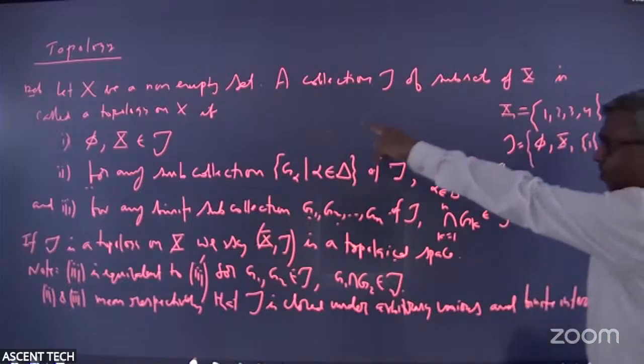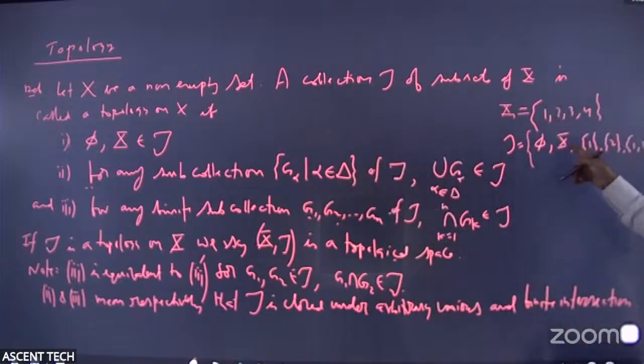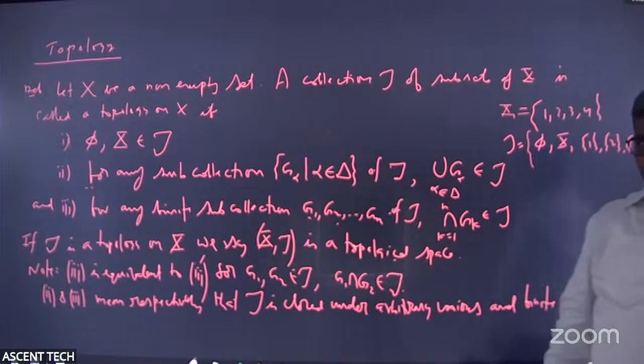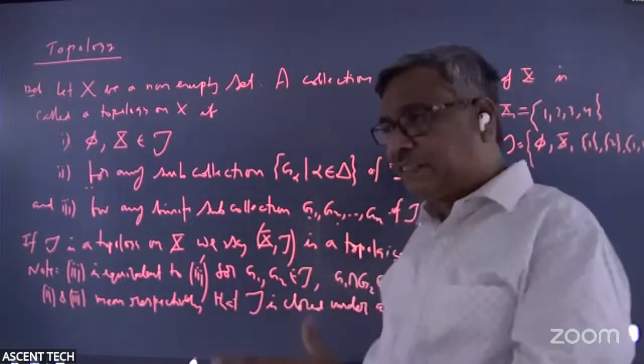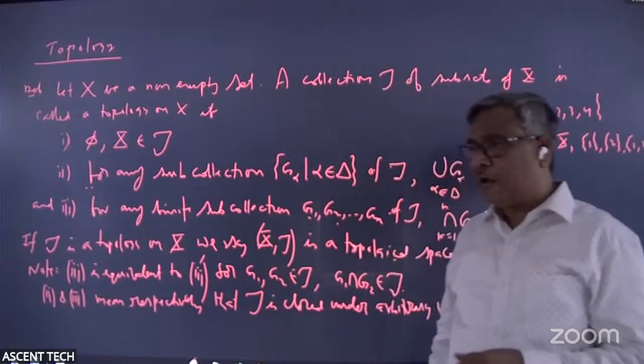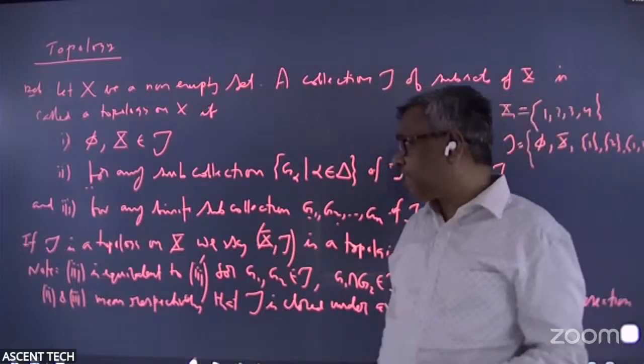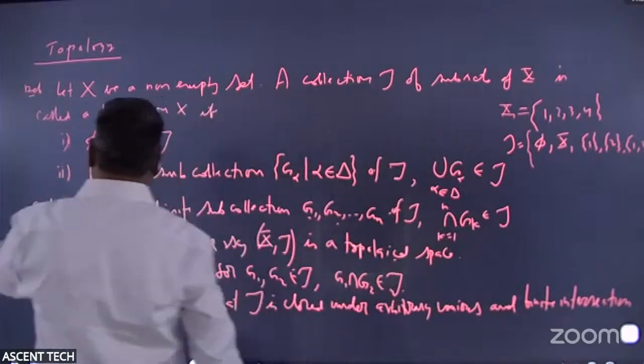It satisfies all these conditions. Null space is there, whole space is there. This is there and this is there, their union is there. So this becomes a topology on X. Okay, so topology is a collection of subsets of X which are required to satisfy these three conditions.